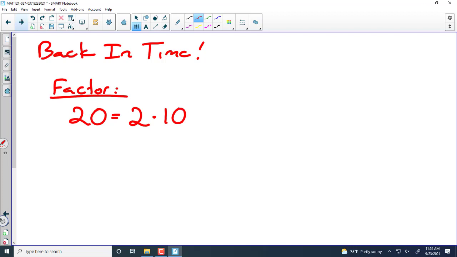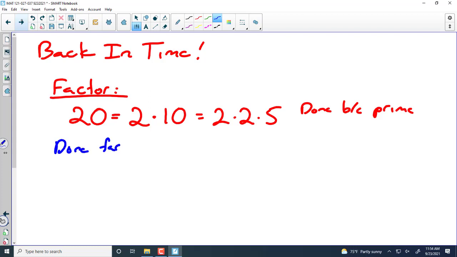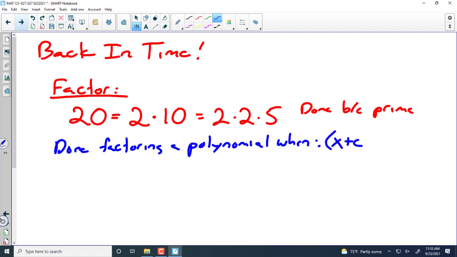Are you done factoring yet? No. Not really, because you can break the 10 up even more. So really, you can break this up into 2 times 2 times 5. And how do you know you're done factoring a number? You can't factor 5 anymore, because they're prime numbers. Done because prime. Well, you're done factoring a polynomial when all of your factors look like one of those three things: x plus a number, x minus a number, or just x. That's how you know you're done factoring a polynomial.